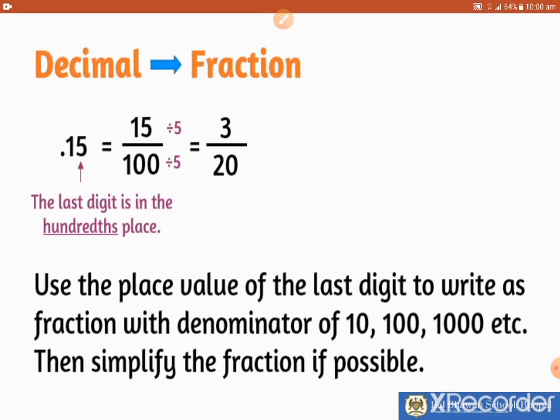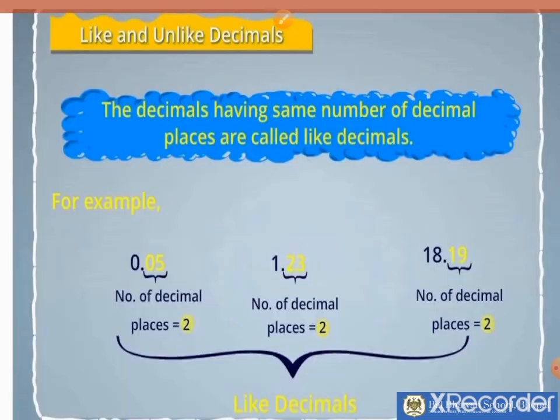But this is not in the lowest form. So we can divide both numerator and denominator by 5. 15 divided by 5 gives you 3 and 100 divided by 5 gives you 20. So here the fraction is 3 upon 20. So 0.15, which was a decimal number, is converted into the fraction 3 upon 20, which is the lowest form.